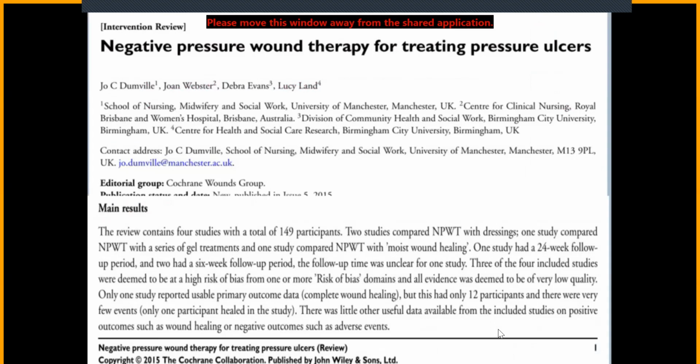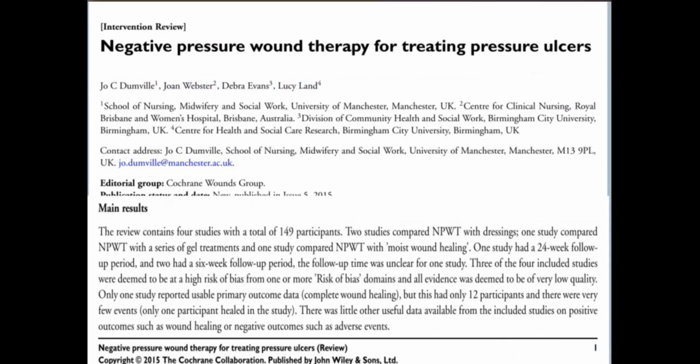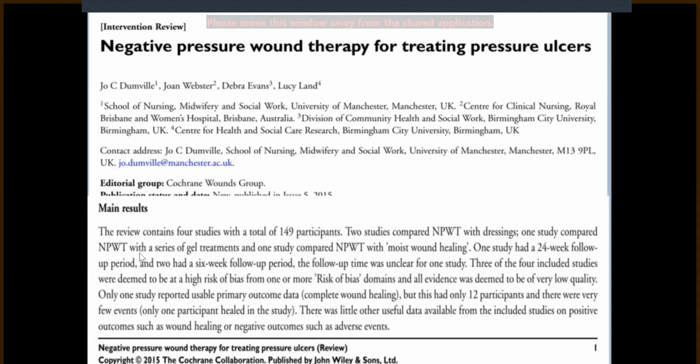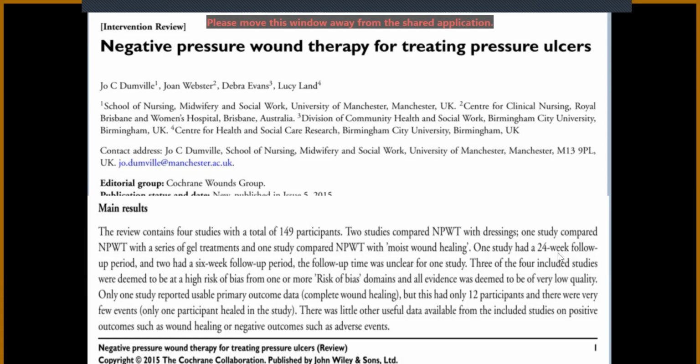Another study, negative pressure wound therapy for treating pressure ulcers. That is our interest. It is saying that the review contains 4 studies with a total of 149 participants. 2 studies compared negative pressure wound therapy with dressing. 1 study compared negative pressure wound therapy with a series of gel treatment, and 1 study compared negative pressure wound therapy with moist wound healing. 1 study had a 24 weeks follow-up period and 2 had a 6 weeks follow-up period, which is very less actually. The follow-up time was unclear for 1 study.